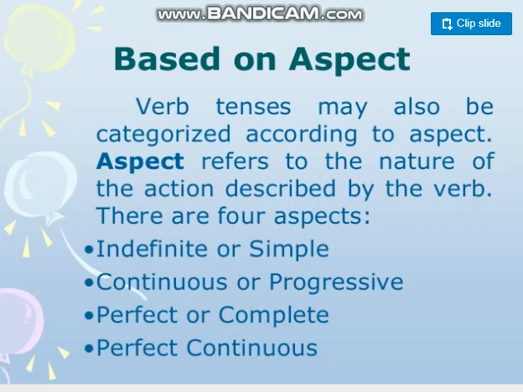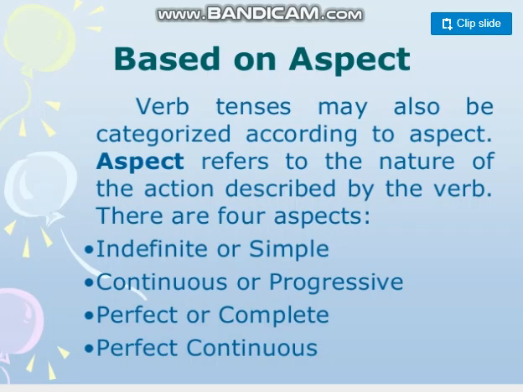Today we will be discussing the different types of tenses based on aspect. As you know, we have already discussed different types of tenses according to the time frame, which were present, past and future. Here we are going to discuss different types of tenses according to the aspect of the tenses, which means verb tenses may also be categorized according to aspect.